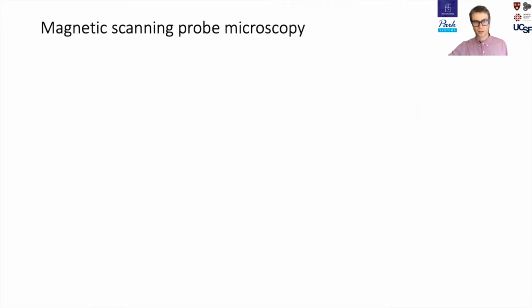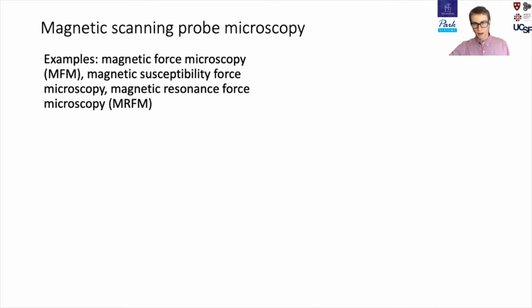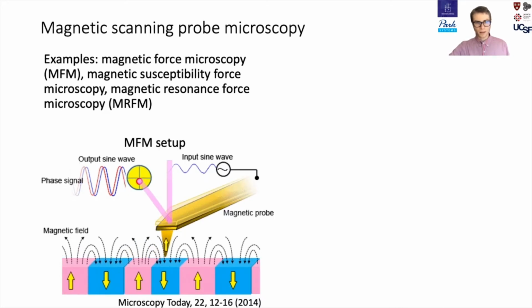Today I'm going to be talking to you about rare earth oxide nanomaterials and their applications in magnetic scanning probe microscopy. As a brief refresher, magnetic scanning probe microscopy is a technique that relies on scanning a magnet over a sample or a sample over a magnet. Several examples include MFM, susceptibility force microscopy, and MRFM, which is the focus of our lab.